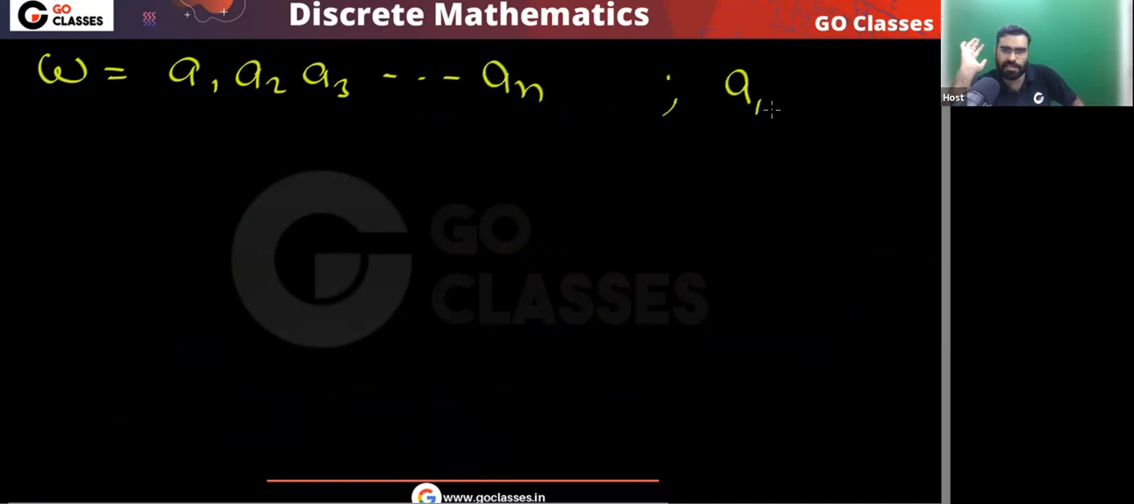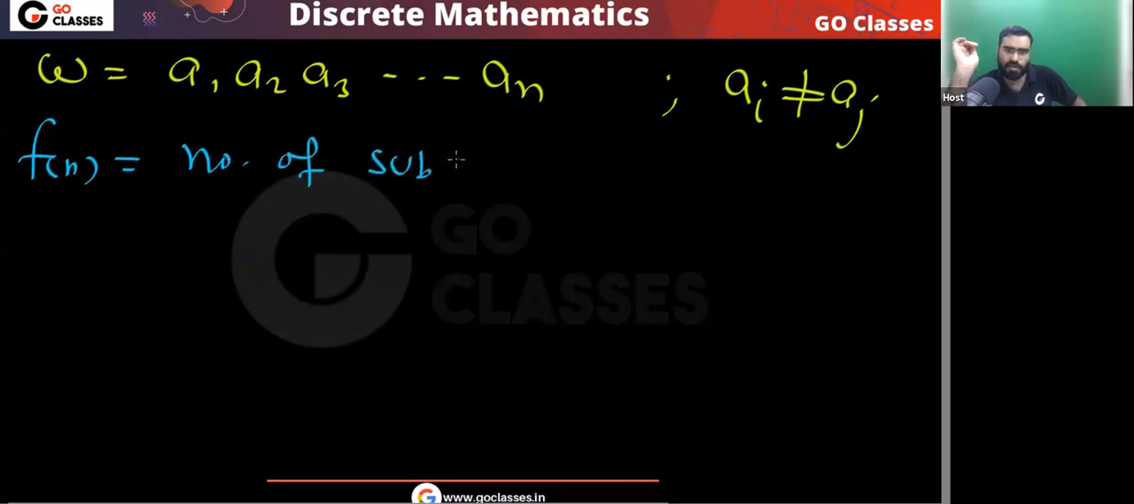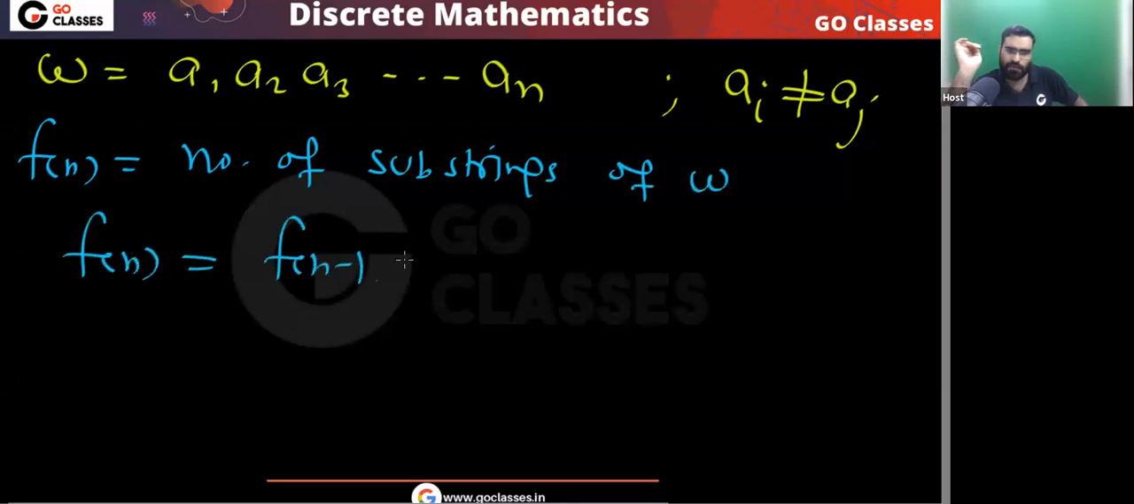So finally, we have this recurrence relation for the number of substrings. If you have a W where all the characters are distinct, AI is different from AJ, then what is fn? Fn is the number of substrings of W. What is fn? That is equal to fn minus 1 plus n.